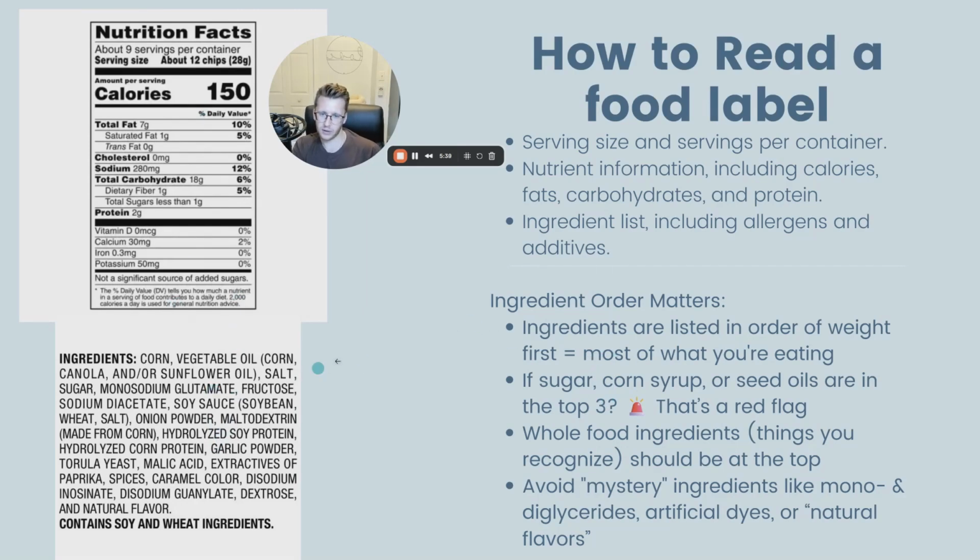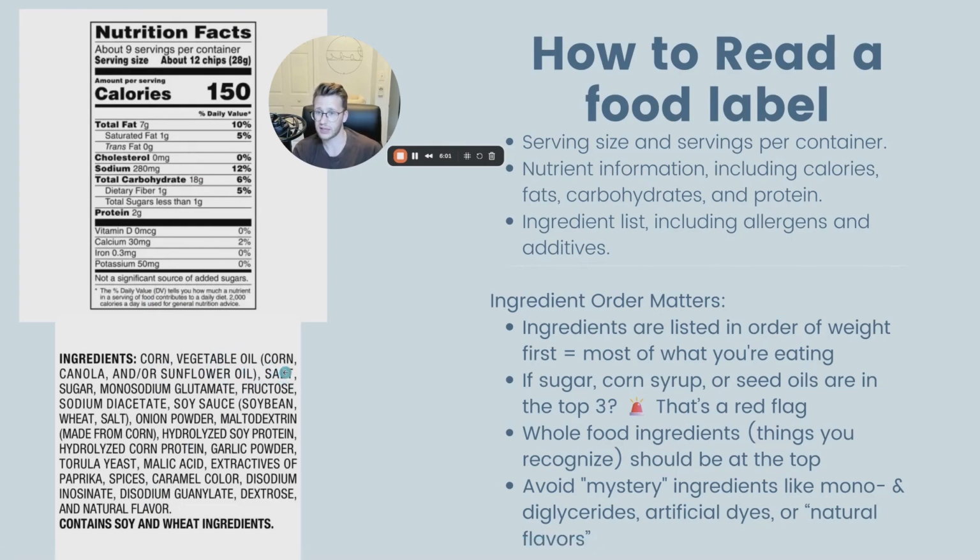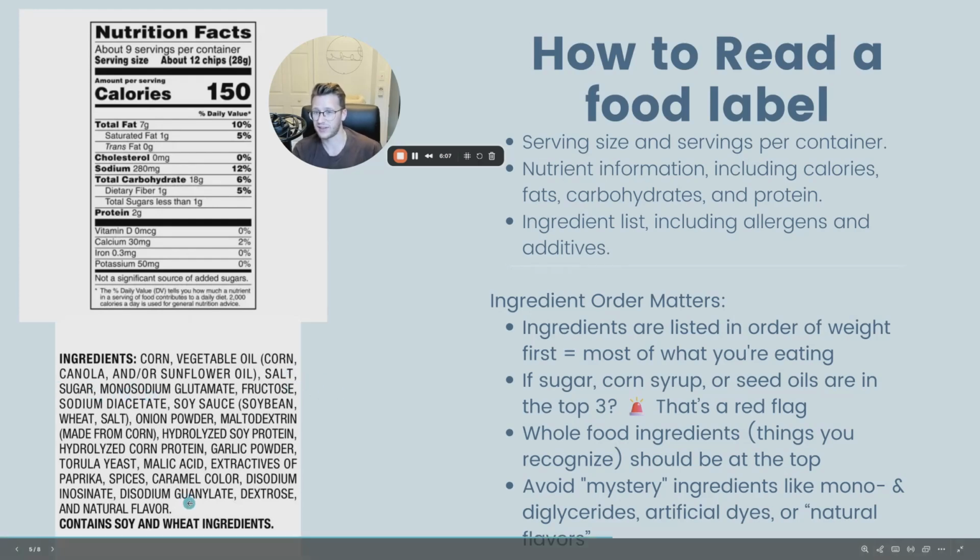Ingredients, I wanted to also note the order of ingredients matters. They're listed in the order of weight first. So how much of what you're eating, right? So they're in order of how much is in this, right? So most of this is corn. The second largest ingredient, which trumps everything else on here, is vegetable oil, right? Then you have salt. That's the third largest ingredient by weight in here. Then you have sugar, and then you have MSG, and then you have the rest of all of this. Like that's a lot of crap.